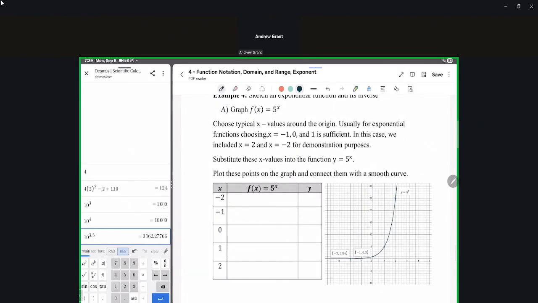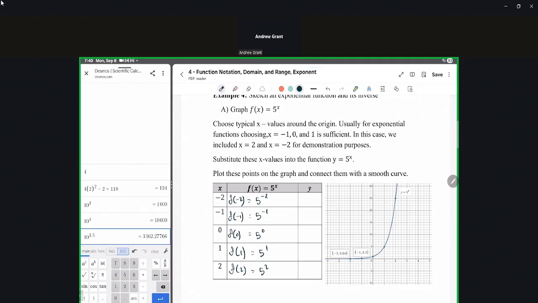When we do this, we just type in f of negative 2 in our calculator, f of negative 1, f of 0, f of 1, and f of 2. So f of negative 2 becomes 5 to the power of negative 2. f of negative 1 equals 5 to the power of negative 1. f of 0 becomes 5 to the power of 0. f of 1 becomes 5 to the power of 1. And f of 2 becomes 5 to the power of 2.